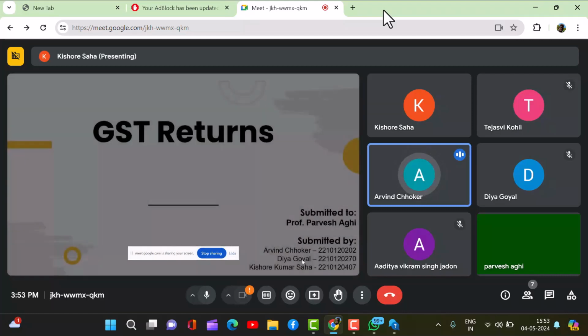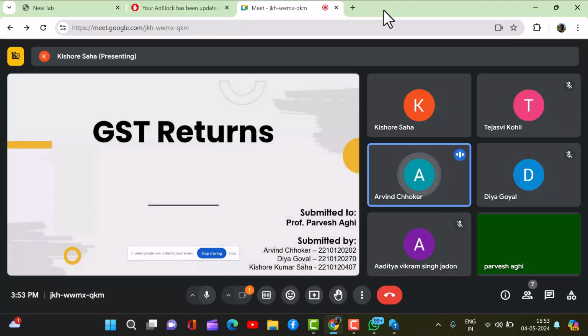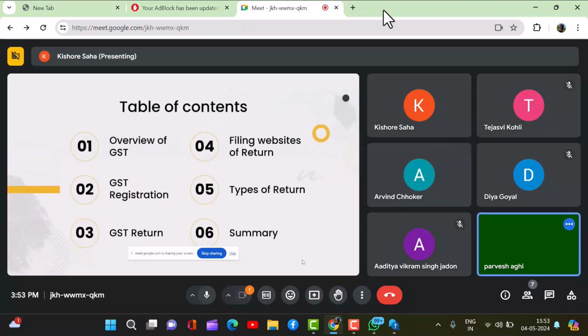Group 3 is going to present our topic, GST returns. The flow of the presentation will be overview of GST, GST registration, GST return, followed by filing of returns on the website, types of return, and summary.